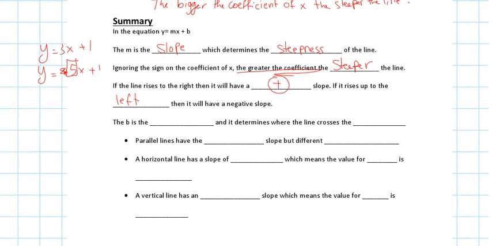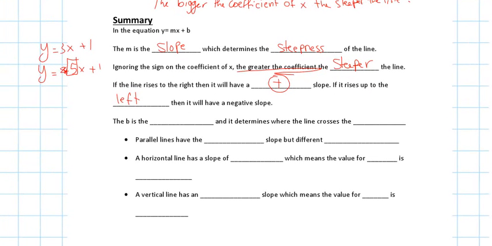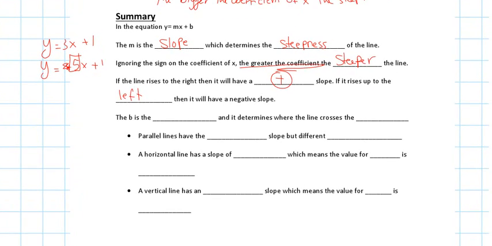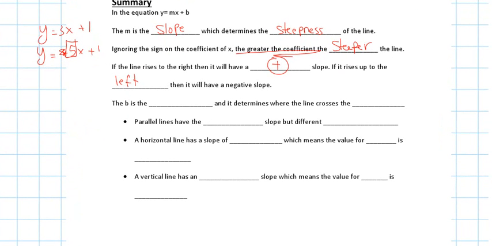What does b determine in the equation? It's the y-intercept, and it determines where the line crosses the y-axis. But our lines have the same slope, but different y-intercepts. Perfect.